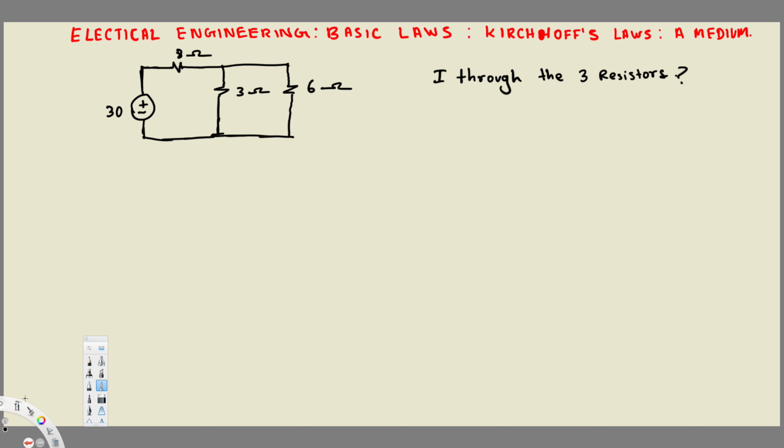Let's see how we can do this problem right here. The question is asking to find the current through these three resistors, and here we are going to use the Kirchhoff law. So let's see how we can apply the Kirchhoff rule and find this one. Kirchhoff's first law says the current entering should be current leaving.